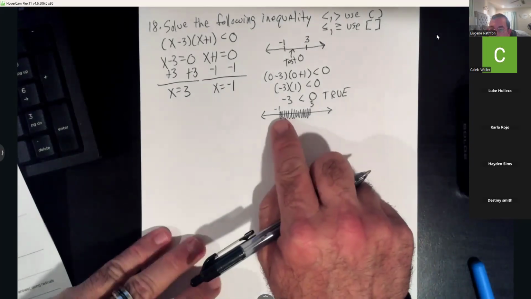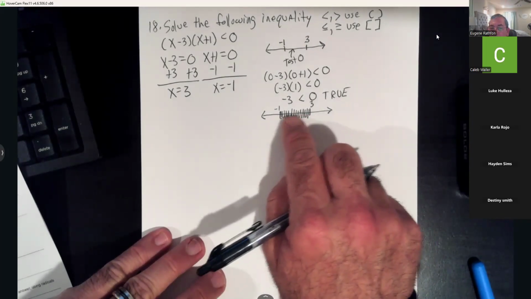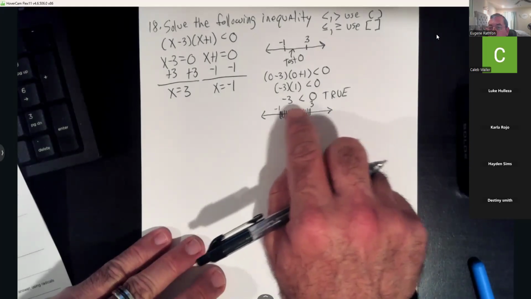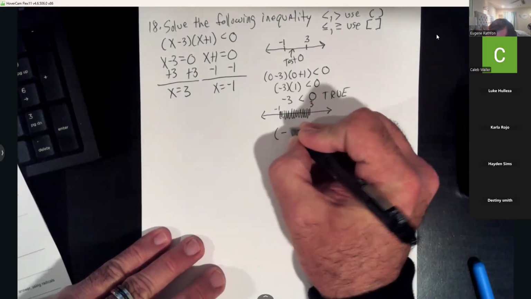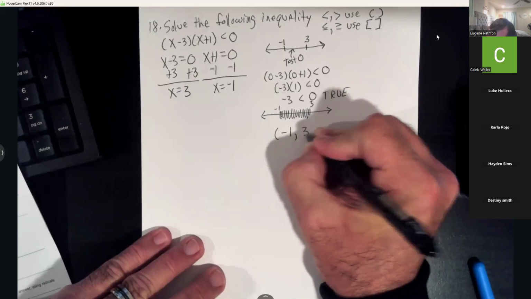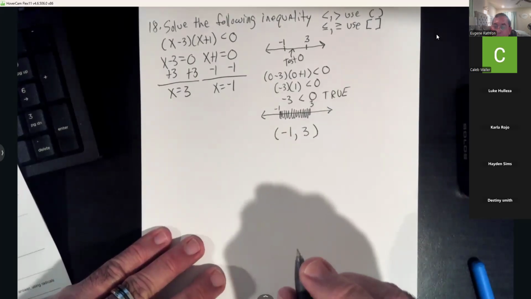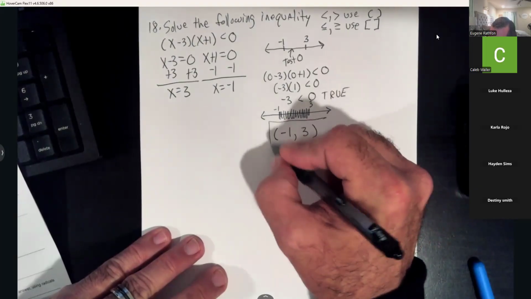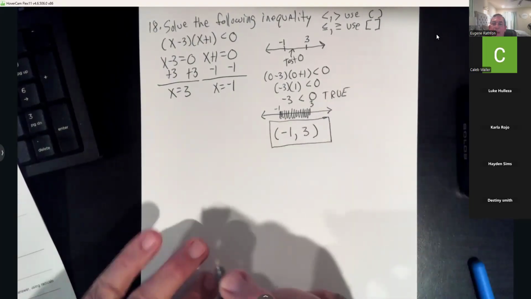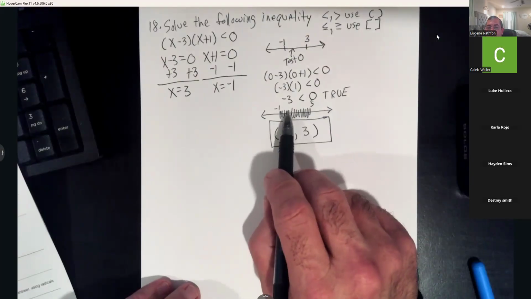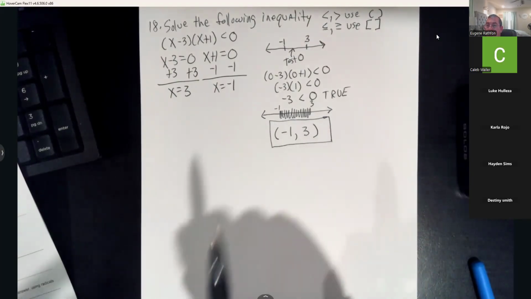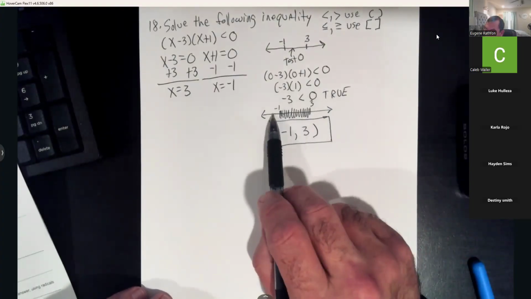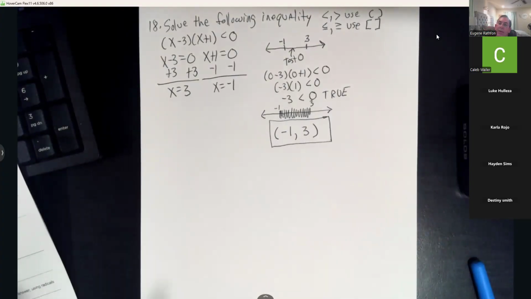Now, interval notation. We're only good between -1 and 3, so interval notation would be parentheses, -1, comma 3, and be done. That is what MATLAB wants. So if it shades in the middle, you're going to have an interval that contains two numbers, and that's it. Now, if it shades on the ends, our interval would look a little different.